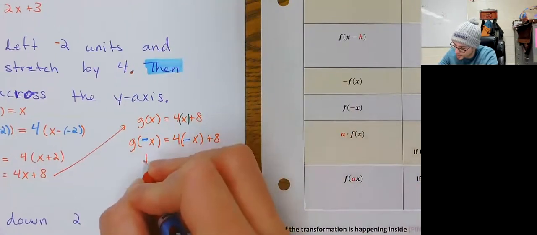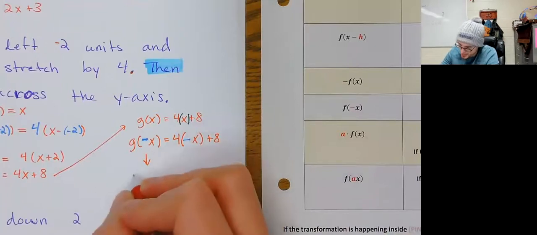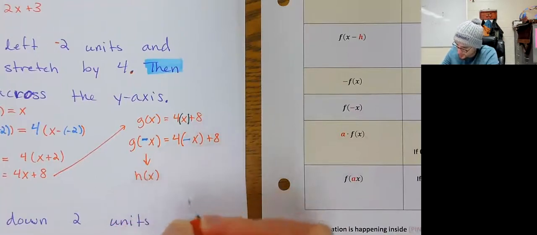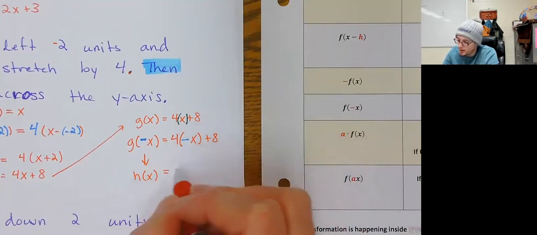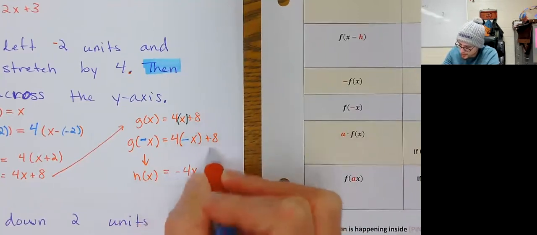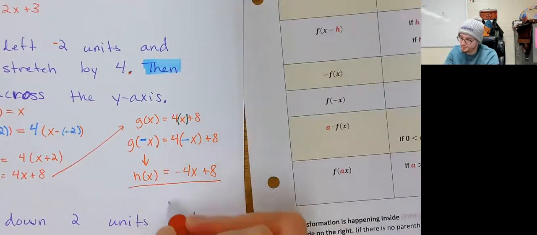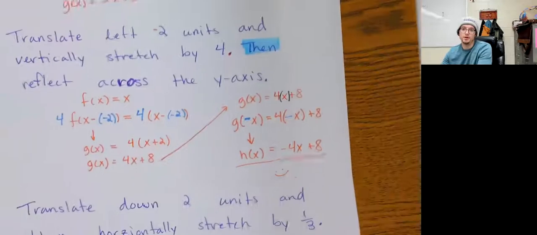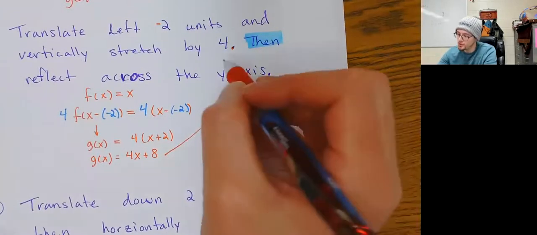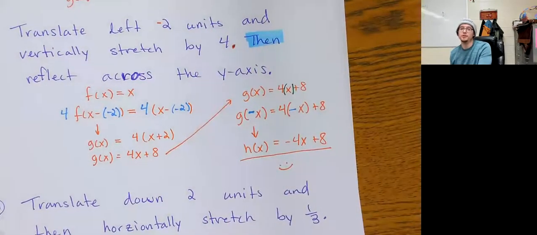So we are now going to get a new function. I don't know, what do we want to call it? h of x? Let's call it h of x equals, okay, well, what's 4 times negative x? Oh, well, that's negative 4x. And then I just dropped the plus 8. So there is my final answer. So I transformed it a second time because of the word then. It told me to do a transformation first and then a second one.